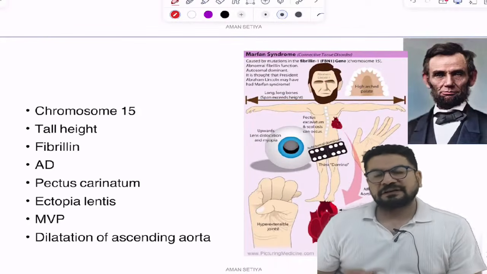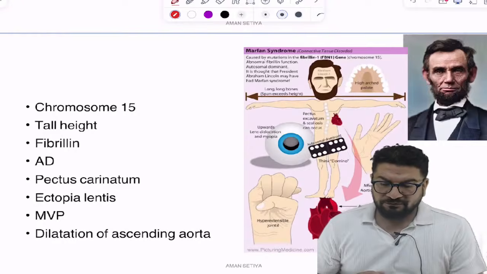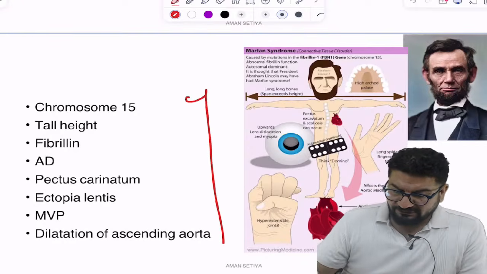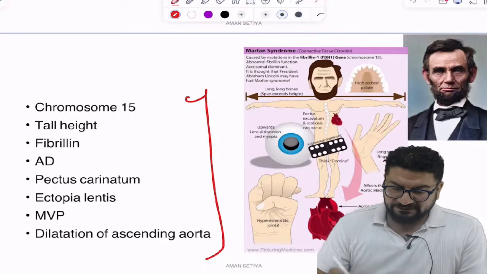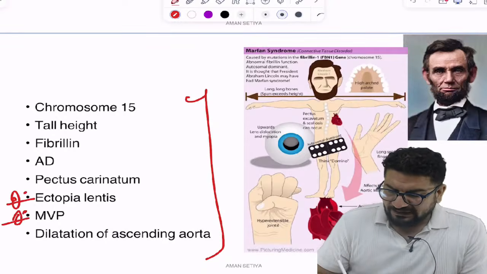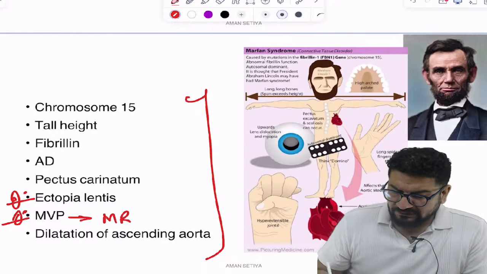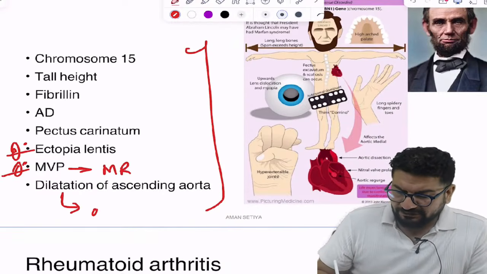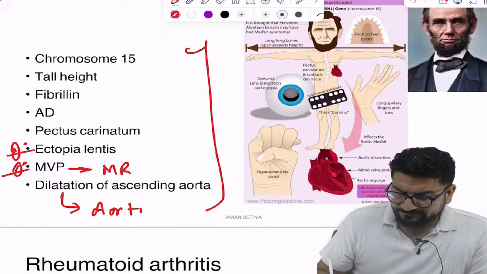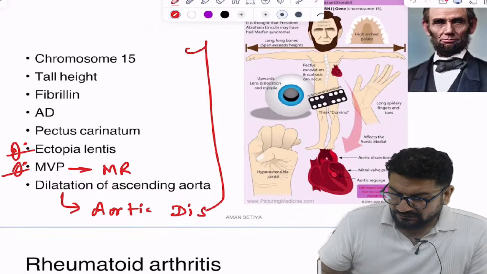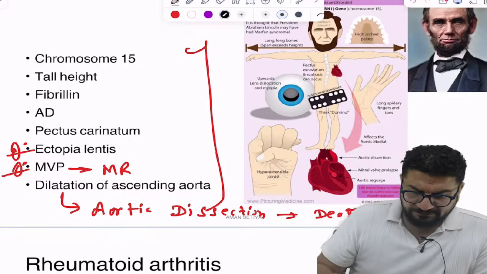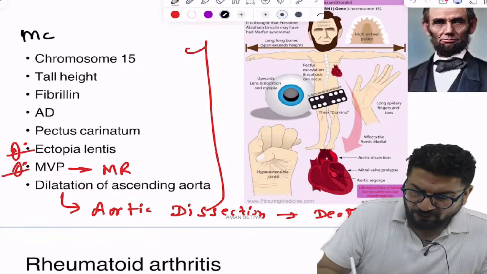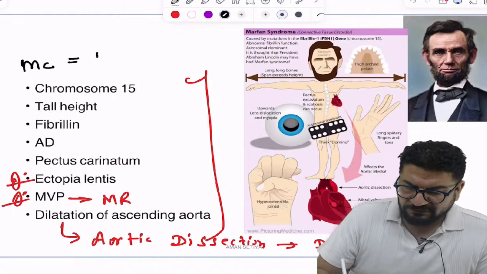Okay, now look at this. Abraham Lincoln had this condition: chromosome 15, tall height, fibrillin mutation, autosomal dominant condition, pectus carinatum, ectopia lentis, mitral valve prolapse that can lead to MR, and dilatation of the ascending aorta which can lead to aortic dissection. Because of aortic dissection, the patient will die. So they ask you two things. First is the most common problem in Marfan will be musculoskeletal defect.